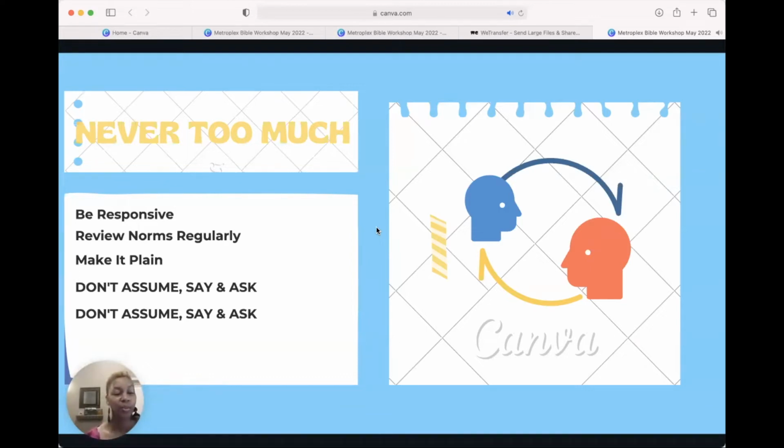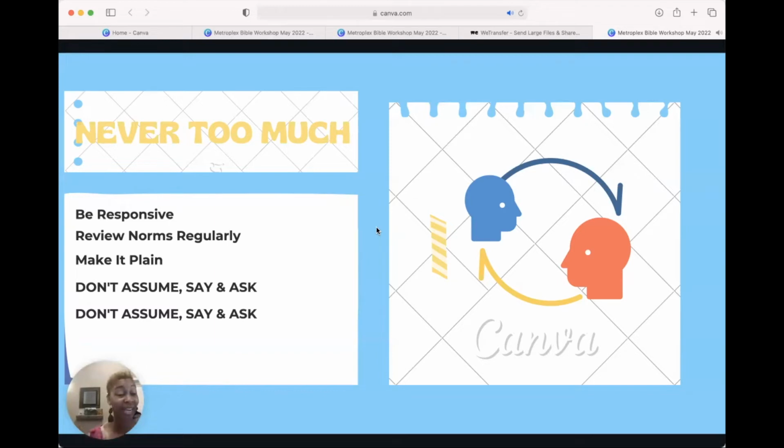I wrote this twice. Don't assume, say and ask, because this is really important. We can't assume what our students do know or what they are learning. Say what we want them to learn and then ask if they get it, right? Or if we want to know something about our students or what they think about a topic, we can ask them. Don't assume in a class that's full of different people that people are having the same experience, the same thought, or even the same response to your lesson.